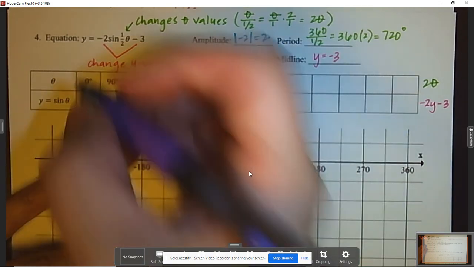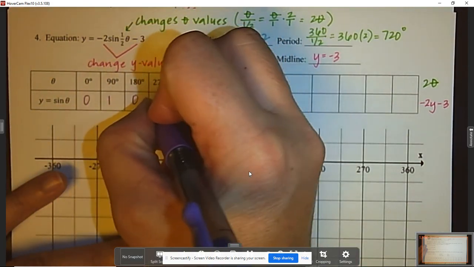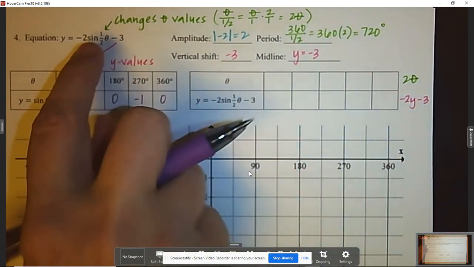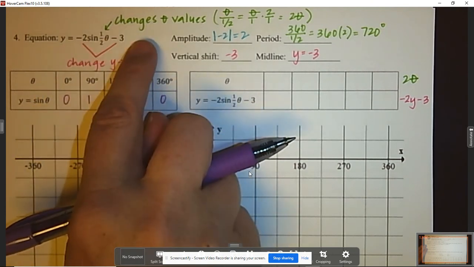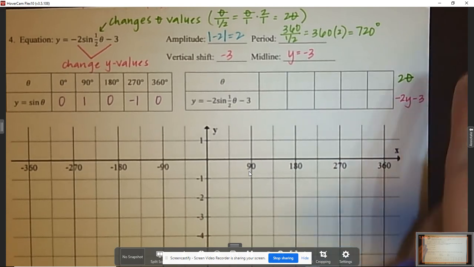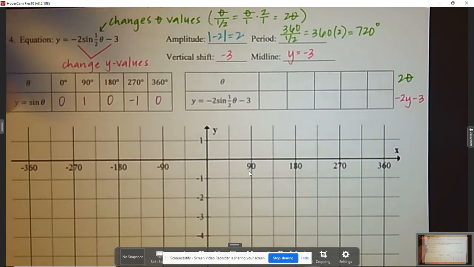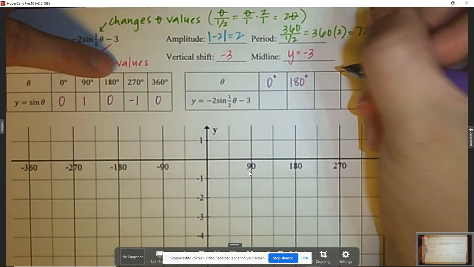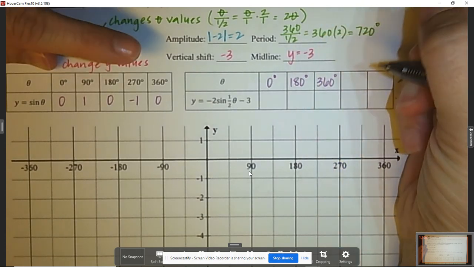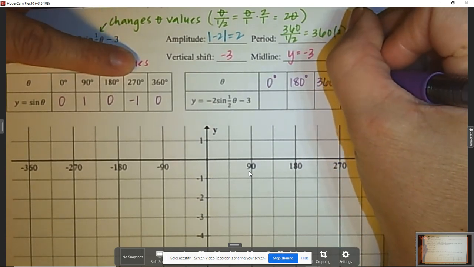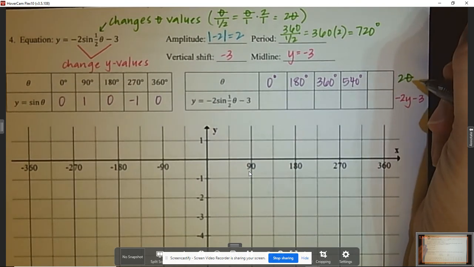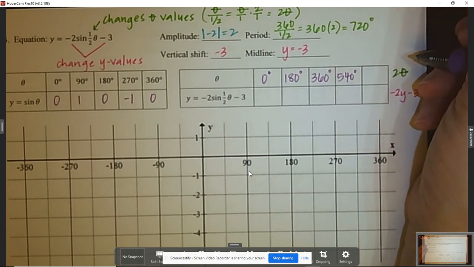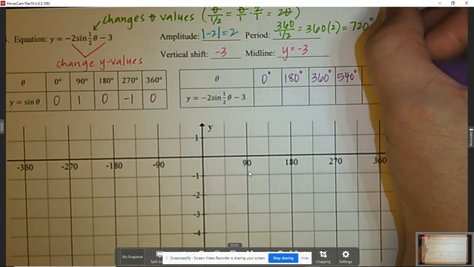Fill in your parent table for sine. 0, 1, 0, -1, and 0. And we've already figured out what to do. So remember the outside, you change your y. So times -2 minus 3, and then multiply my theta values by 2. So if I go through here and multiply all these by 2, I have 0, 180, 360, 540, and 720, sorry.